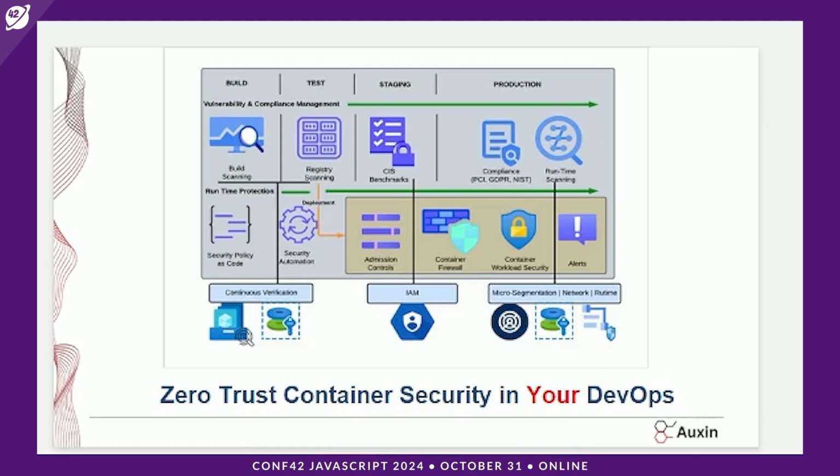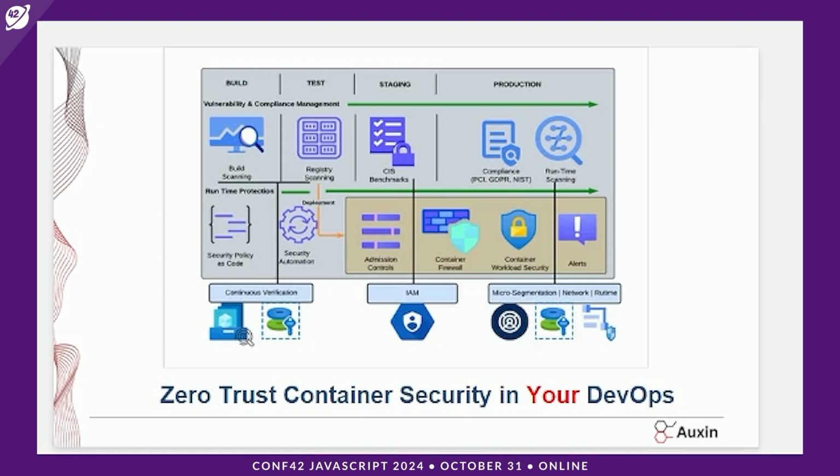Starting with the build phase, this is where we focus on vulnerabilities. We implement build scanning to detect any vulnerabilities early on in development, and we also enforce security policies as code. This ensures that our security standards are embedded from the start. Next phase is test. We scan our container registries to check for vulnerabilities. This is followed by security automation, which helps streamline our security checks and testing. We also implement admission controls to ensure that only trusted and secure components make it through.